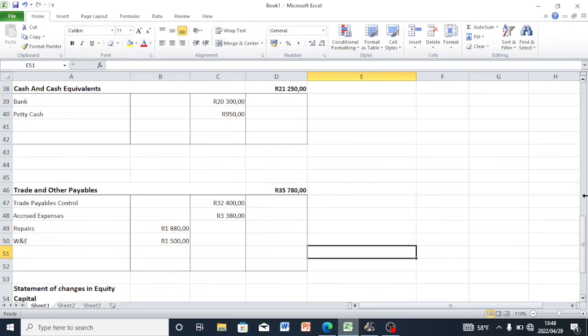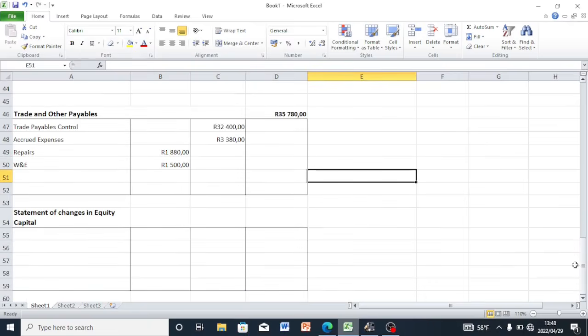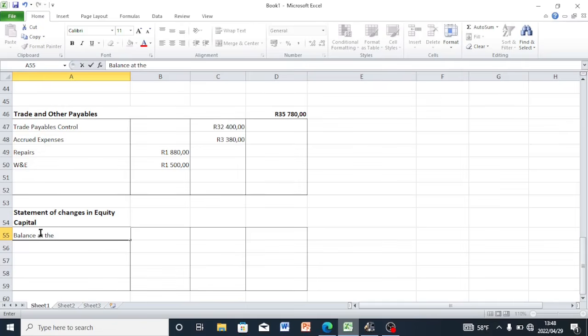And then going to our capital account, we all know that we start with our balance at the beginning of the year.